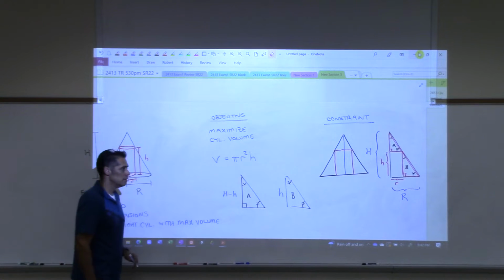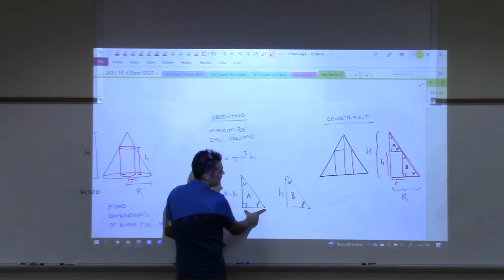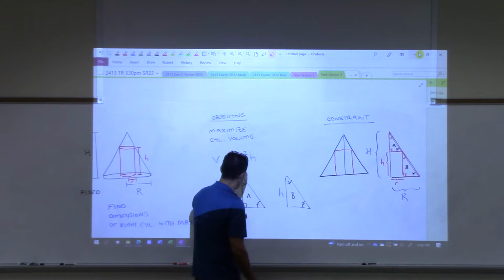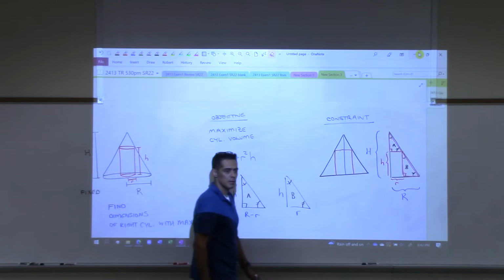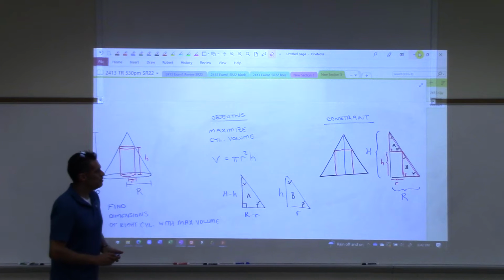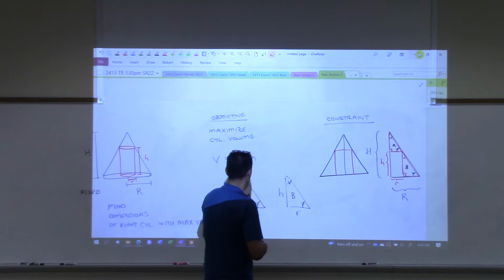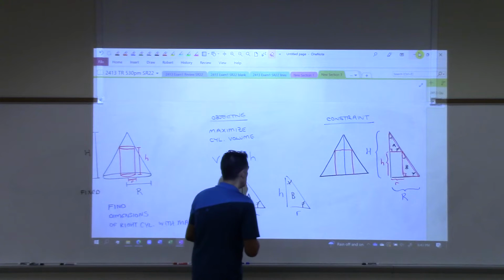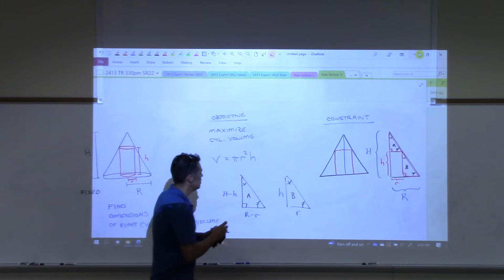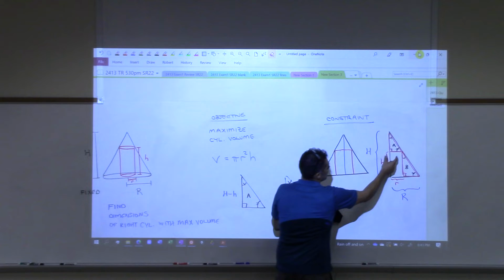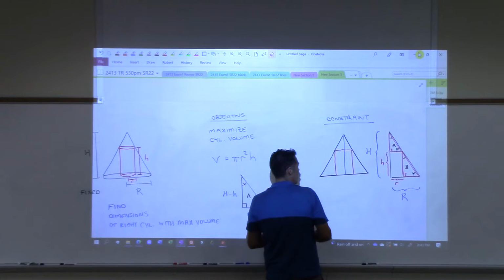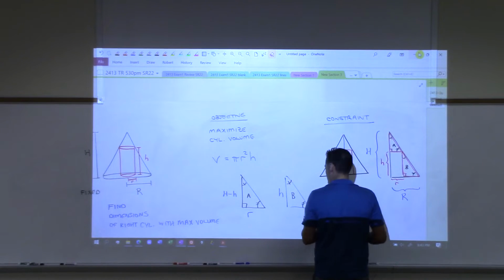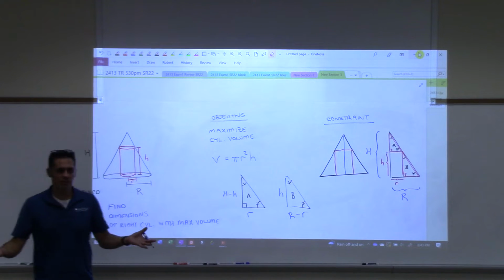Good. And this side is what? Big R minus little r. And this side is just little r. Oh, wait, hold on. No. I switched them. That's backwards. Sorry. From here to here is little r, and then from here to here is big R minus little r. There we go. That's it.